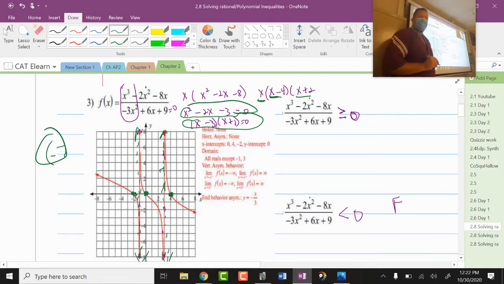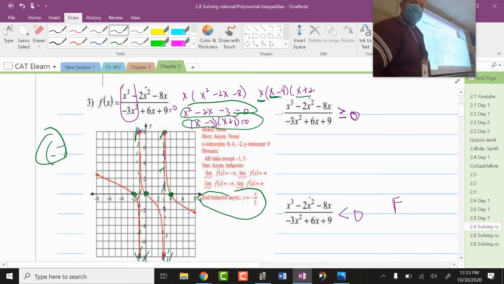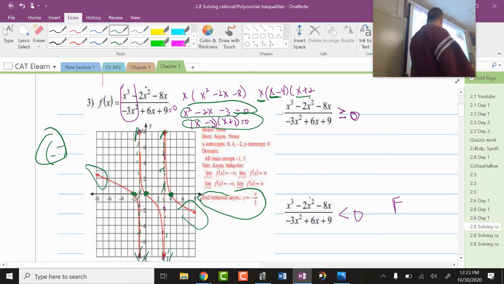And then real quick, I'm not going to go over this one, but it is an oblique or slant asymptote because the numerator is bigger than the denominator. You physically have to divide these two with long division and get y equals -x/3, or -1/3 x. So that's this end behavior here, why it's slanted, because it's approaching the y equals -1/3 x line. All right, so that's why we see that behavior.